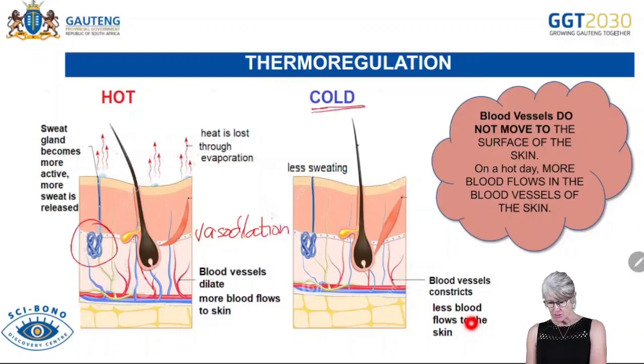In cold conditions, our blood vessels are going to constrict, so we have vasoconstriction. The blood vessels get narrower, and when they are narrower, there's less blood that flows through them. So we have less heat being given off or lost. Also, when we have less blood, we have less active sweat glands and therefore less sweat being produced.